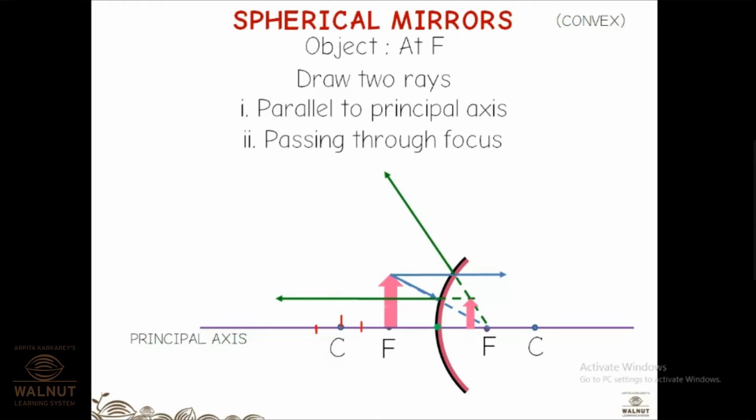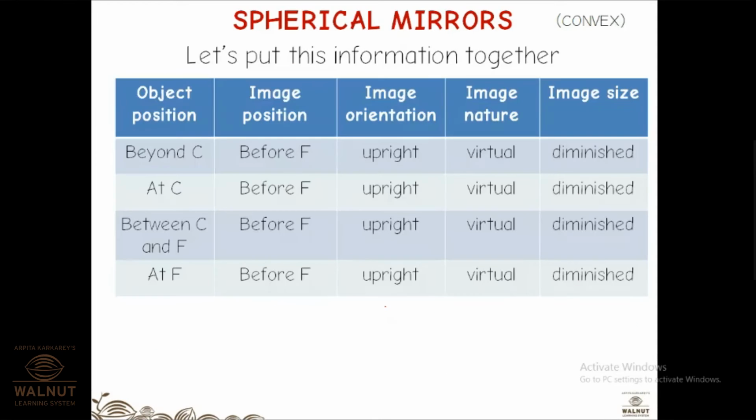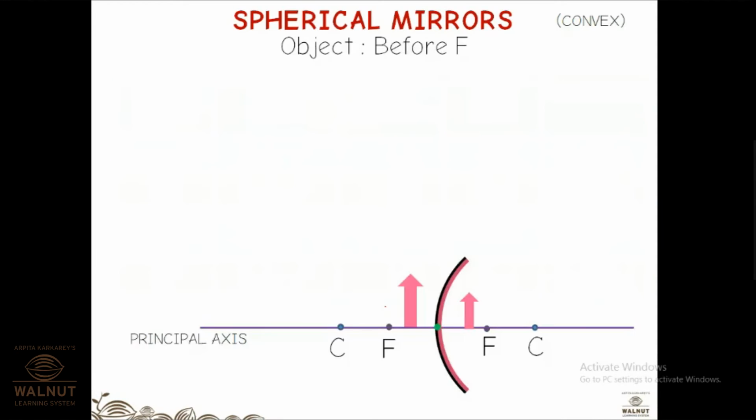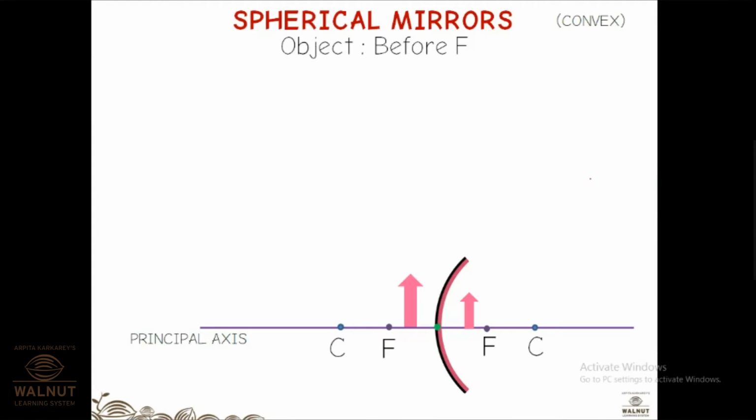Again the image which is formed is before F, upright, virtual, and diminished. So same characteristics are there. Again we will tabulate it in the table. So when the object is placed at F, image position is before F, it is upright, it is virtual, and it is diminished.